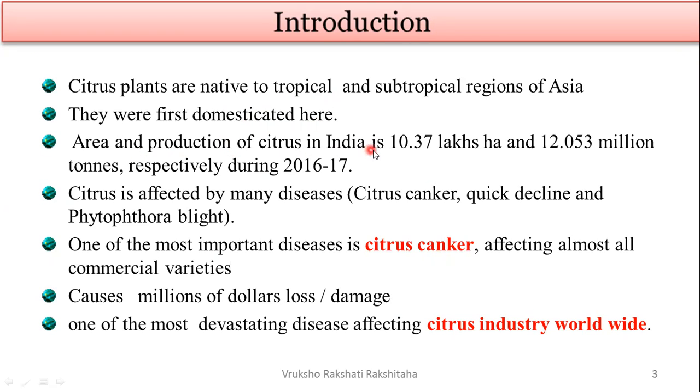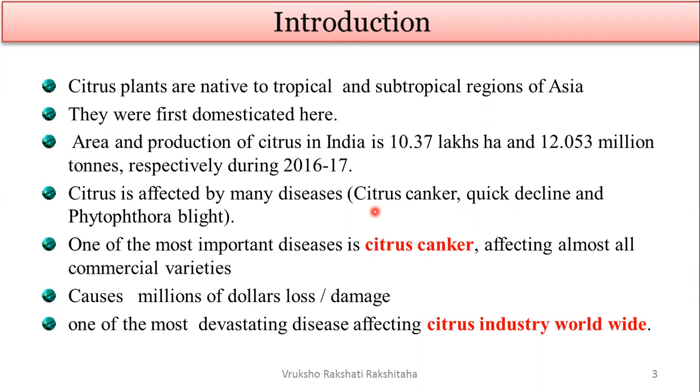In India, nearly 10.37 lakh hectares of land was under cultivation of citrus, and nearly 12.053 million tons of citrus was produced during 2016-17. Citrus is affected by many diseases like citrus canker, quick decline, and Phytophthora blight.